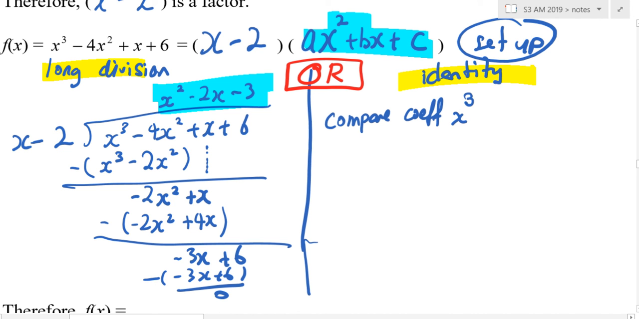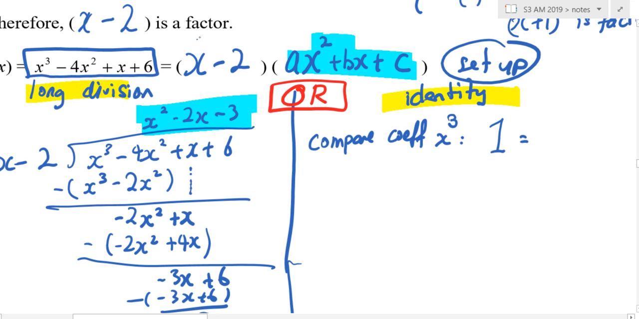Cube. Cube is always the easiest. Look at the left hand side. What is the coefficient of x cube? 1. What is the coefficient of x cube on the right hand side? A. Do you see? X times ax squared will give you ax cubed. So the answer is A. So no need to do anything. A equal to 1.